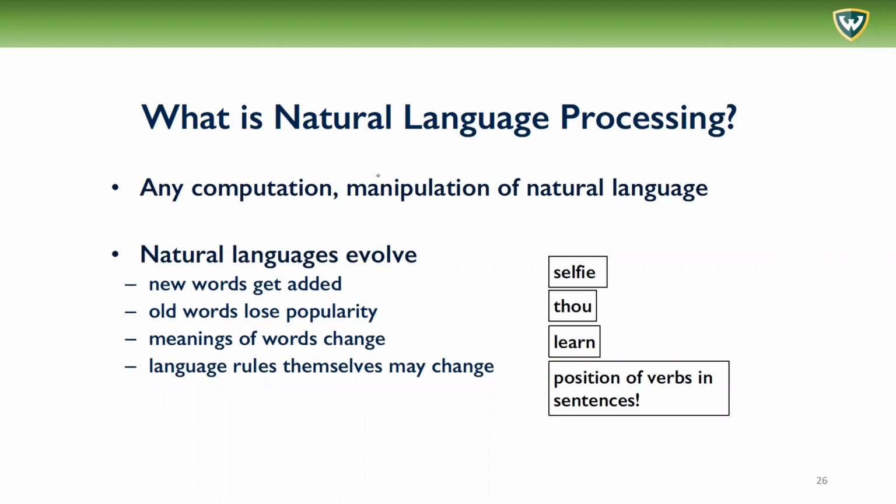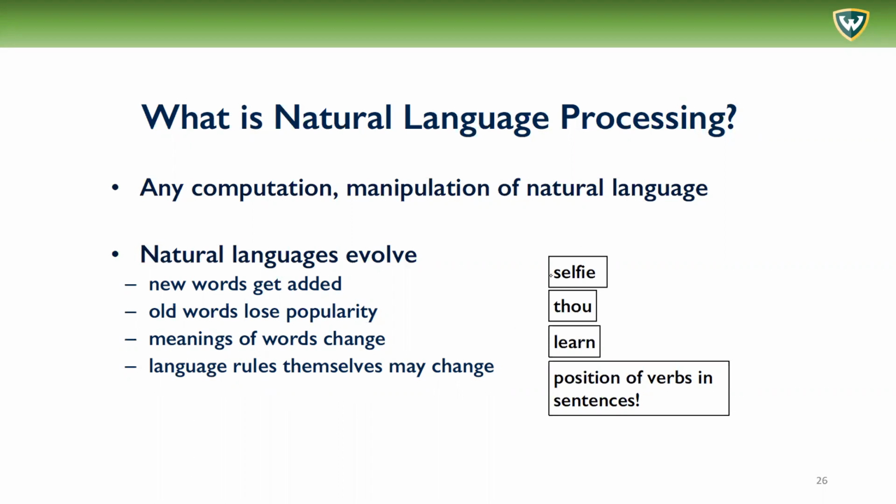Let's note that natural language, similarly to artificial computer languages, but even more so, evolves organically. New words get added, old words lose popularity, meanings of words change, and also, of course, one word may have multiple meanings, and the same meaning can have multiple words. Language rules themselves may change.